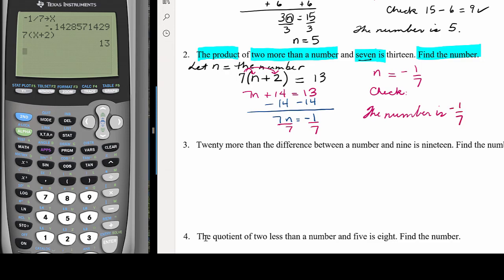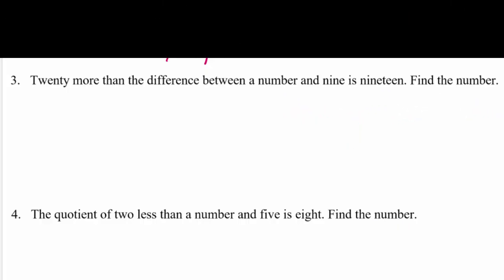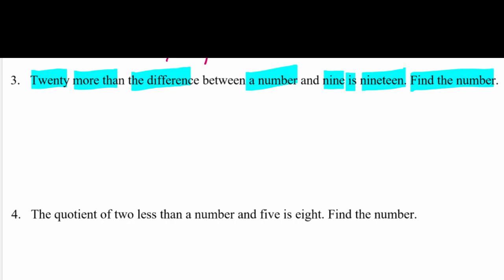Okay, let's go to the next problem now. So our next one says 20 more than the difference between a number and 9 is 19. Okay, there's a lot of words there, right? Find the number. So you know we're going to start with our declaration statement. Let n equal the number. Okay, we're going to work this equation kind of inside out. You see how it says 20 more than the difference between a number and 9?